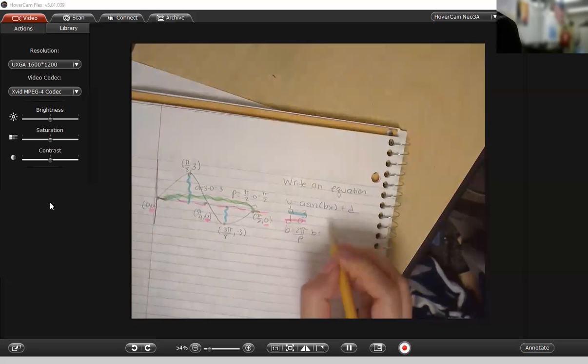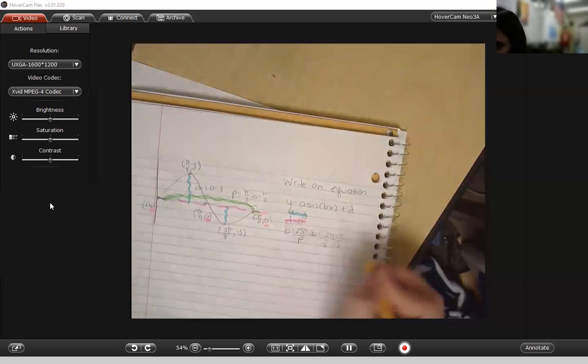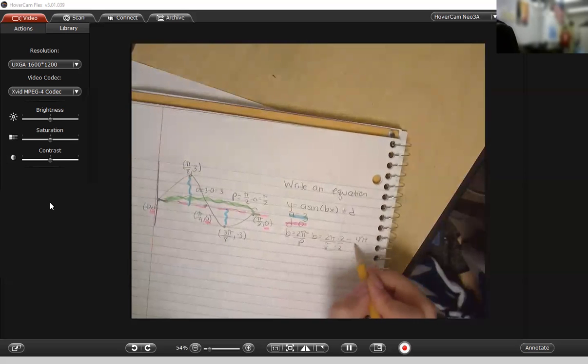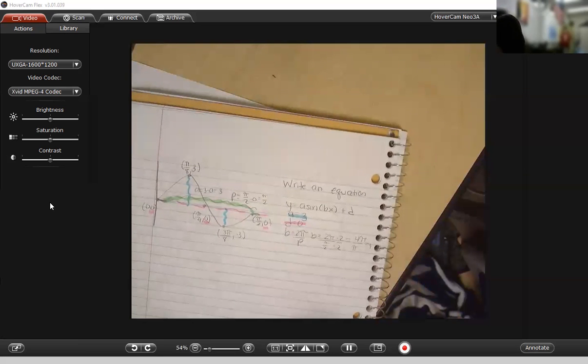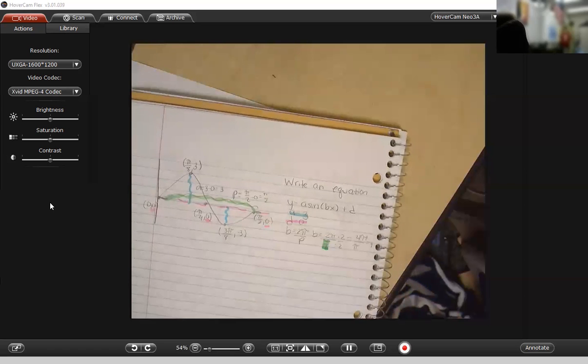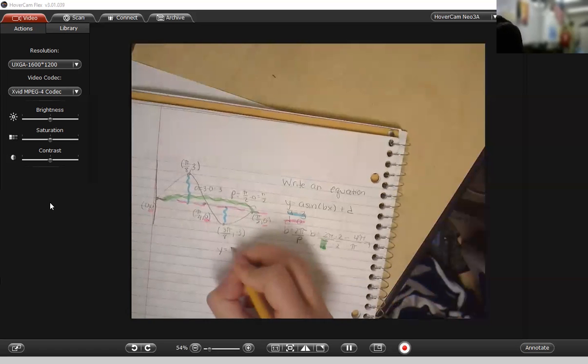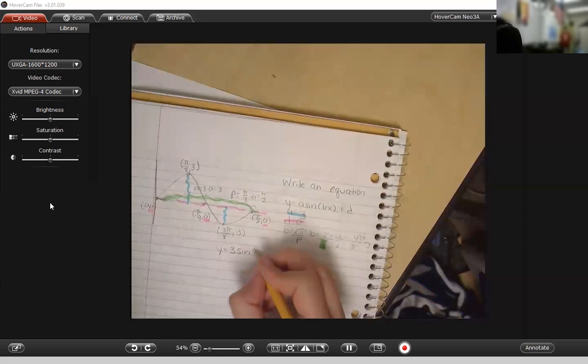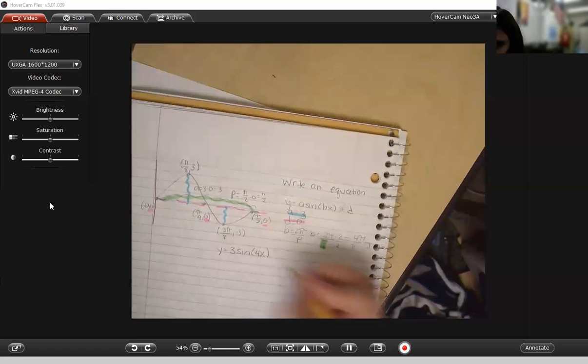So again, my B value is going to be 2 pi over pi over 2. If I multiply both the top and bottom by 2, which is just a big 1, on the top I get 4 pi, on the bottom I get pi, which is going to be 4. My B value is 4. Again, there's my period, pi over 2. All right, now I create my graph. Y equals 3 times the sine of 4x plus my D value, 0.